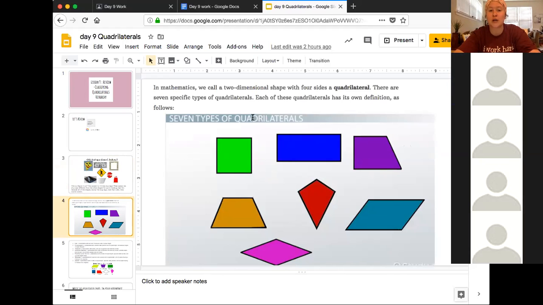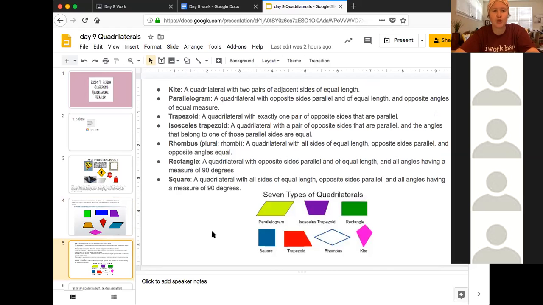What is this green shape? Square. Okay. What is this blue shape? A rectangle. What is this purple shape? A trapezoid. What is this teal shape? A parallelogram. What is this red shape? A rhombus or a kite. Good. What is this golden shape? Trapezoid. Now this trapezoid looks different than this trapezoid, so just make note. And then this pinkish one at the bottom is a rhombus. Okay, beautiful.